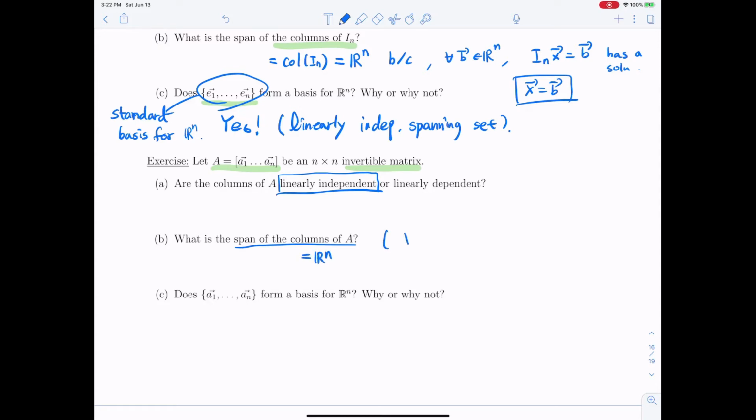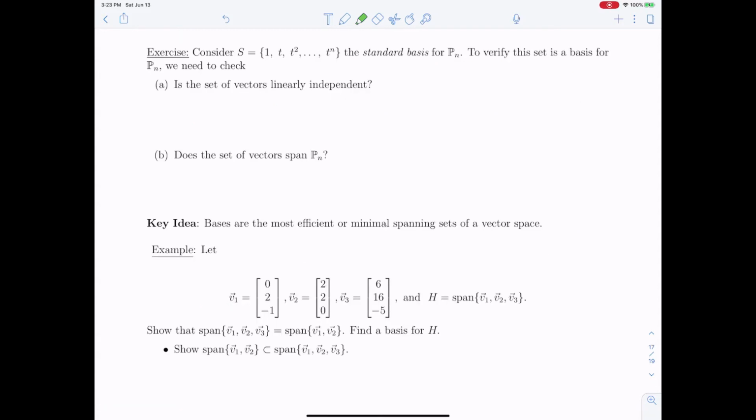And again, this is because for any b in Rn, we can find a solution for this matrix equation, where the solution is given by A inverse times b. And again, because the set is linearly independent and spans Rn, they form a basis for Rn as well. Now let us consider a set of polynomials consisting of all the monomials with coefficient equal to 1. Then we are going to prove this set forms a basis for the set of polynomials with degree less than or equal to n.